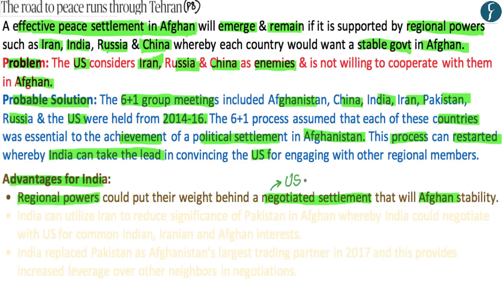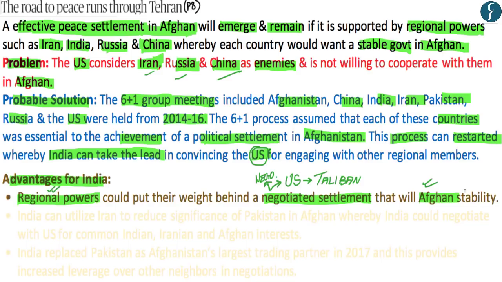Whereby what is currently happening is that the United States is negotiating with the Taliban with support from Pakistan. And what this has done is left the Afghan government, Iran, Russia, China, and other major regional powers out of the negotiations. And it is within that context that the author is saying that if India is able to convince the United States to include Iran, Russia, and China in the negotiated settlement for Afghanistan, then it could have the support of all the major regional players.